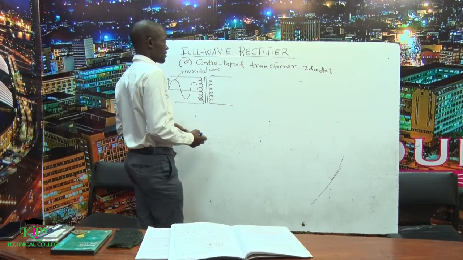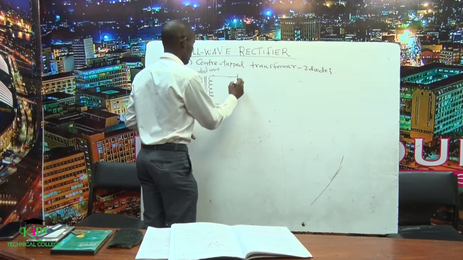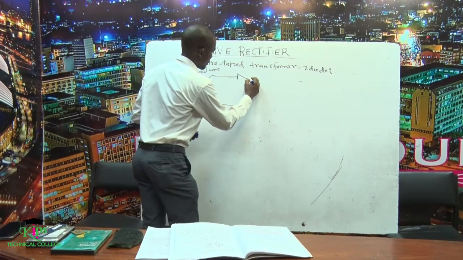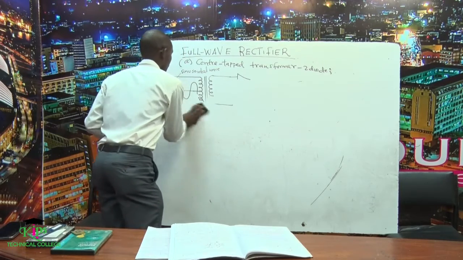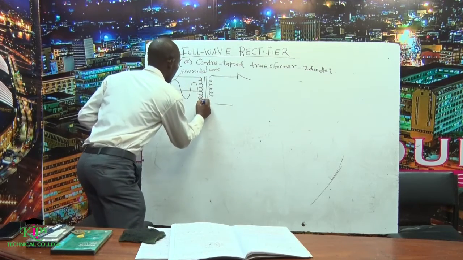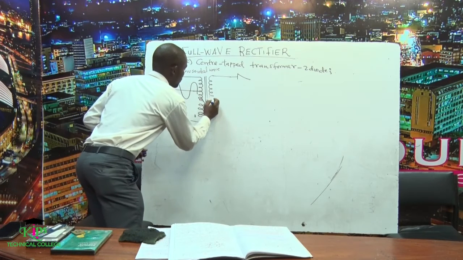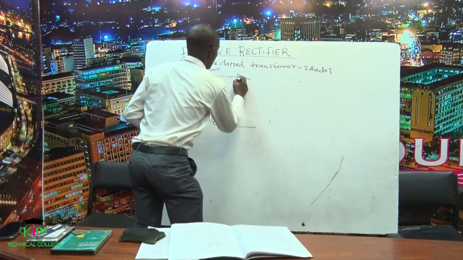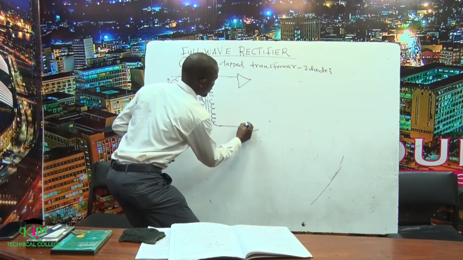The next thing we have said, this kind of circuit is using 2 diodes. Let me just make it a little bit bigger. That is our transformer. So the first diode is on the upper side and the second diode is drawn on the lower side.